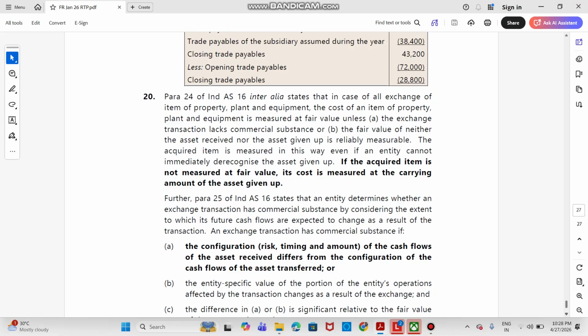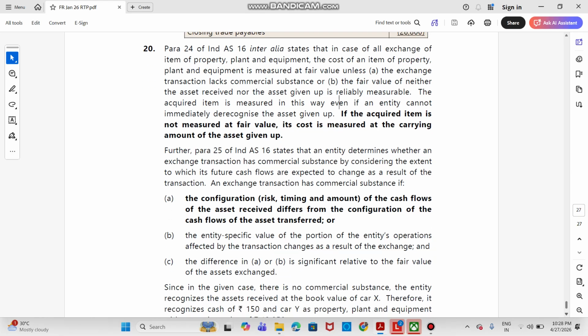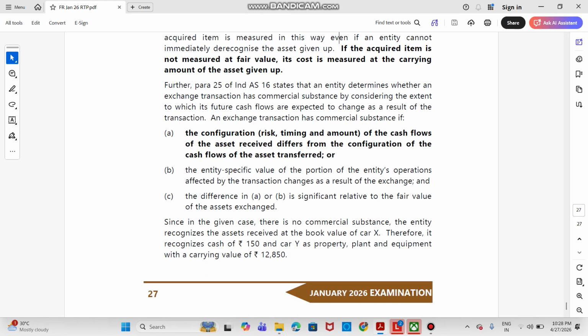Moving on to the next, as per para 25 of Ind AS 16, it states that an entity determines whether an exchange transaction has commercial substance by considering the extent to which its future cash flows are expected to change as a result of the transaction. So an exchange transaction has commercial substance if the configuration, that is risk, timing, and amount of the cash flow of the asset received, differs from the configuration of the cash flow of the asset transferred.